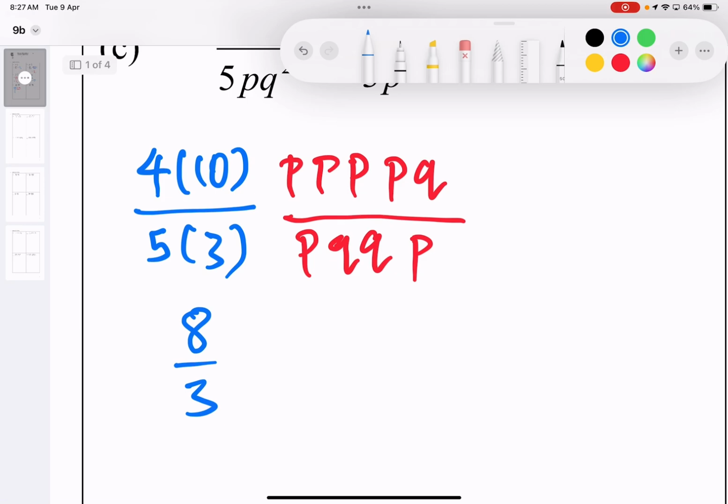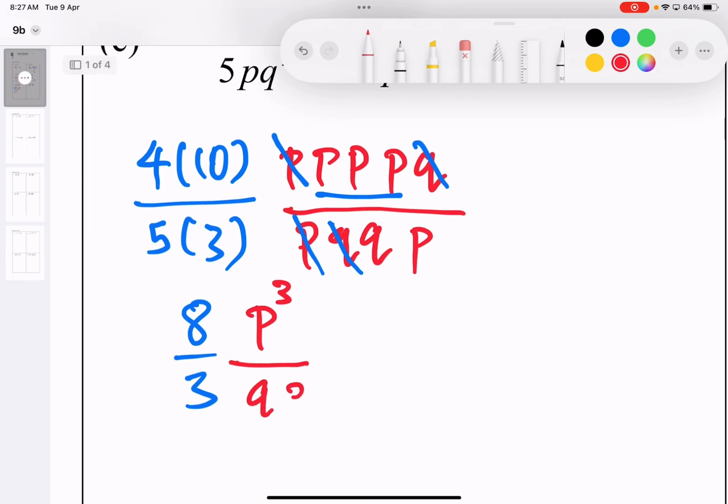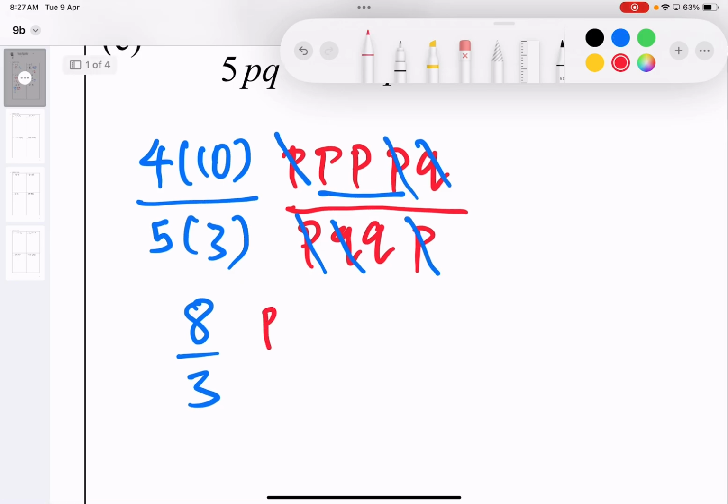Let's cancel out the common. I see a p here, I see a p here, I see a q here, I see a q here. What is left behind? 3 p's. So I know that it is p cubed over qp. Wait, I can still cancel some more. I forgot about one more. One p here, I can cancel this. So my final answer is p squared over q. So my answer is 8p squared over 3q.